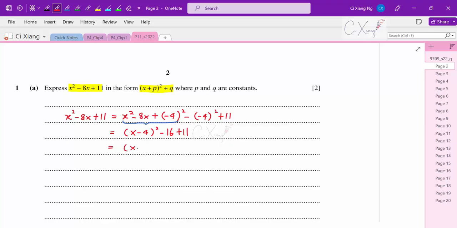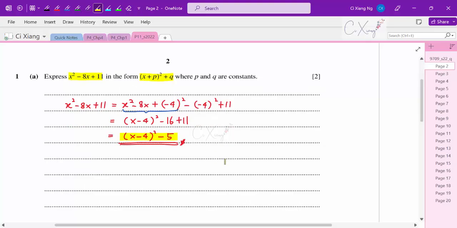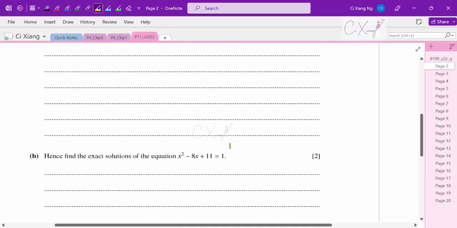So if you simplify this, we'll have x minus 4 squared minus 5. Therefore, from here, you can see that the value of p is equal to -4, and the value of q will be equal to -5. Right? Then let's proceed to part B.